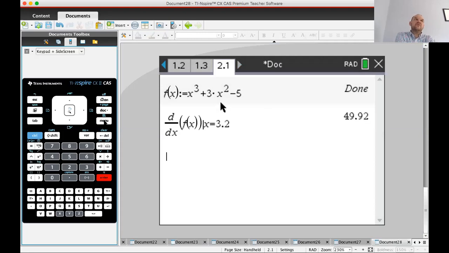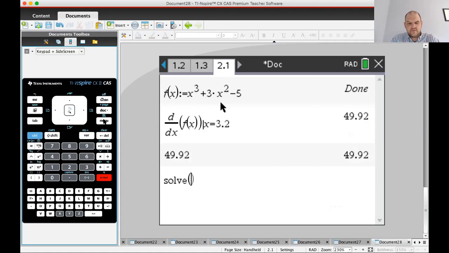I'm not convinced that it's really faster for me to do it that way on the calculator when I'm typing. So 49.92 is actually the value. It's not hiding decimals on us. So now we want to solve that equation. So menu 3, 1.